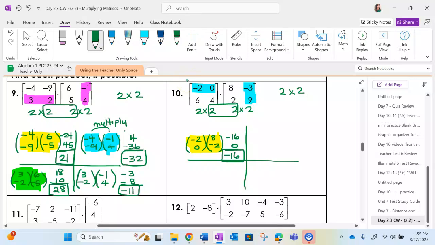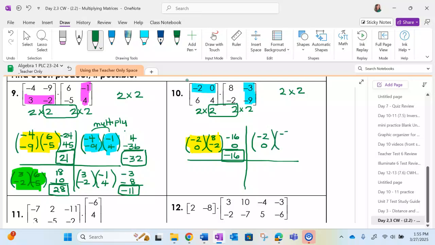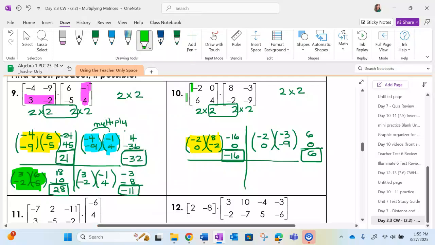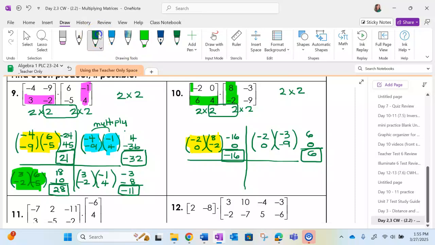All right, so we said row 1, negative 2, 0. Column 2, negative 3, negative 9. Multiply, you get 6 and 0. Add them up, and you get 6. And there is my answer. All right, row 1, column 2. And I'll do that one in green. So row 2, column 1. Got to make sure you know where you are.